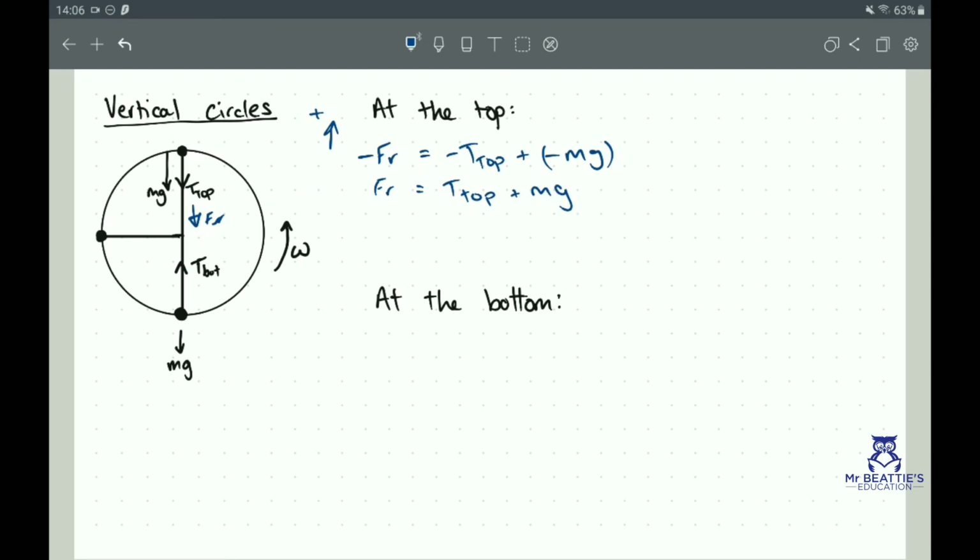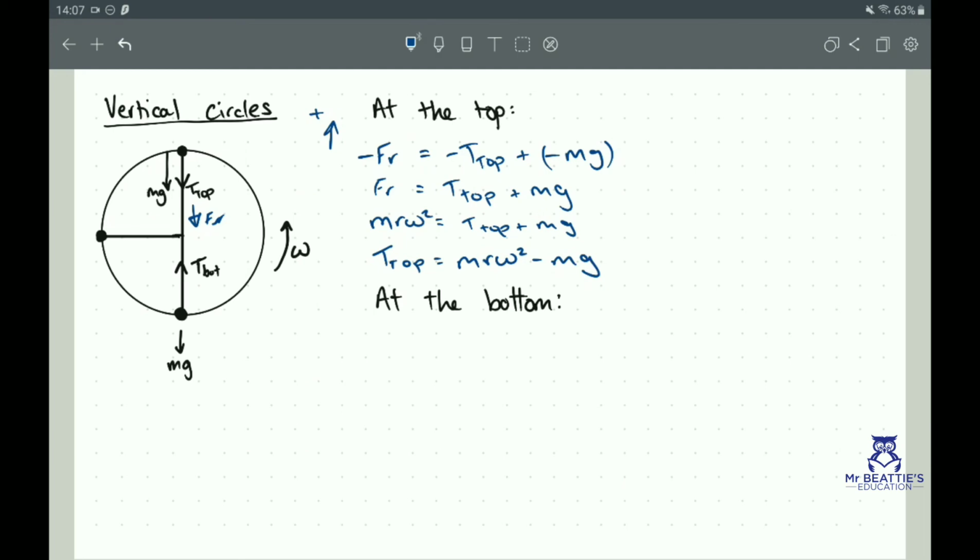Okay, and now if we were going to look at the centripetal force here, this resultant force is the centripetal force because it's acting towards the center. And so we can say that mr omega squared is equal to T top plus mg. And so therefore our tension at the top is going to be equal to mr omega squared take away mg.